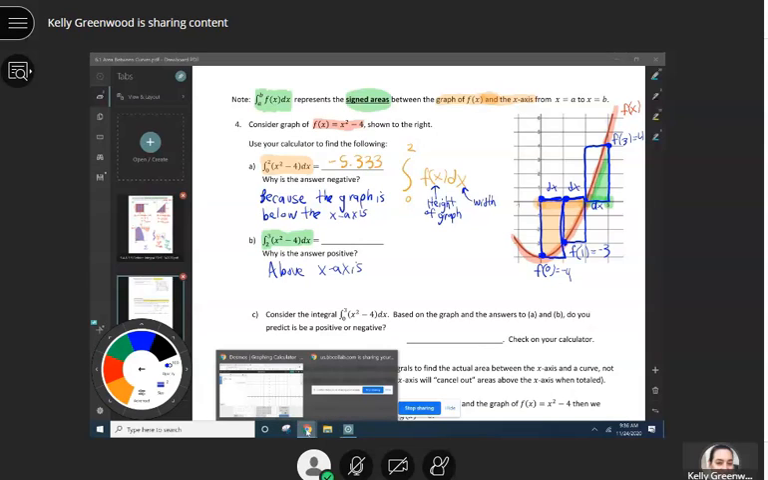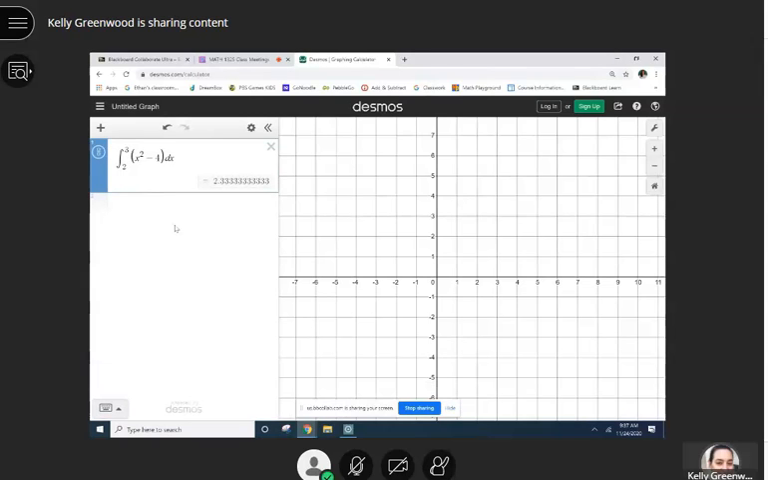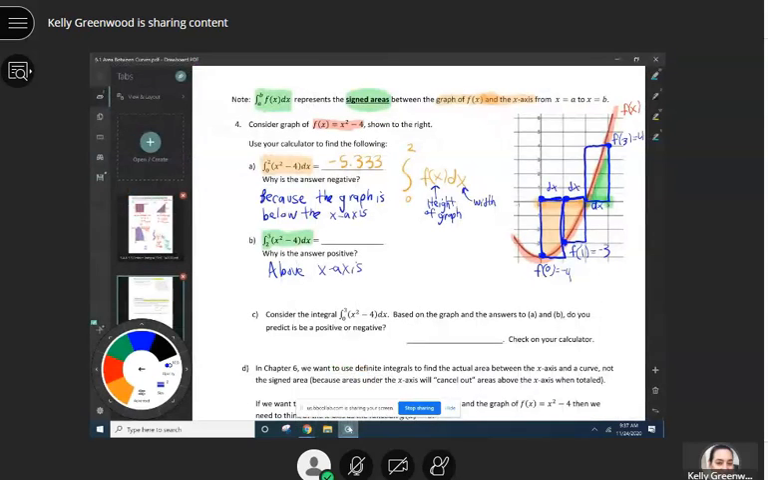I'd expect it to be small, like less than 5, because it's less green shaded area there. But here we go. Okay, so we're just going to go from 2 to 3. Oh, there we go, 2.3333. It's positive. It's positive area. Okay, so let's go write that down: 2.3333.